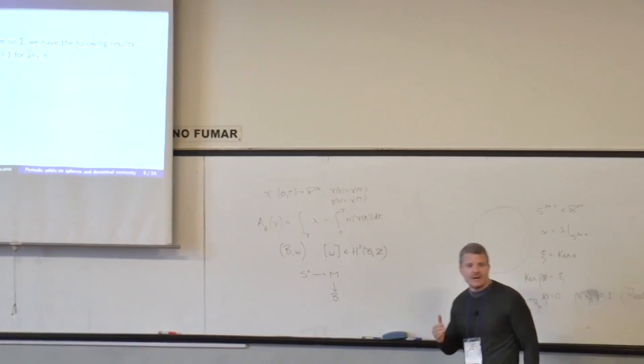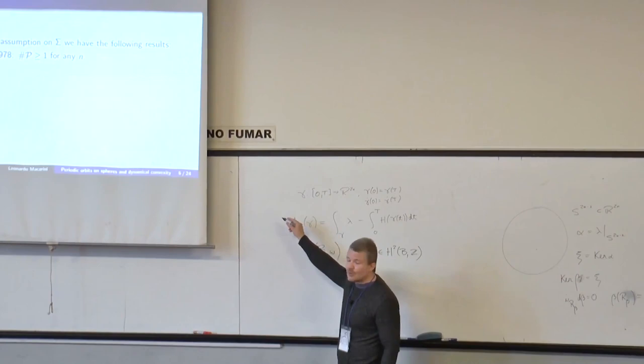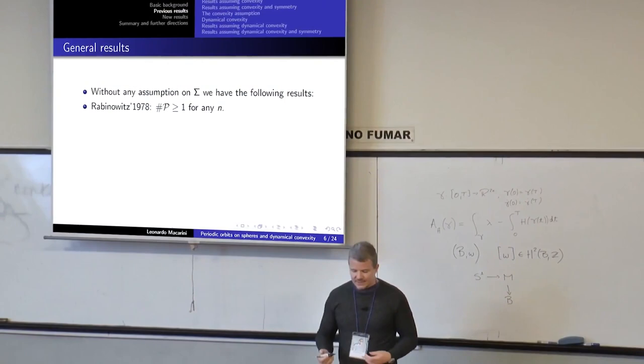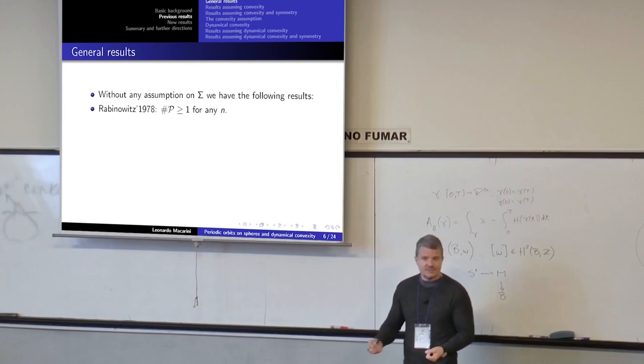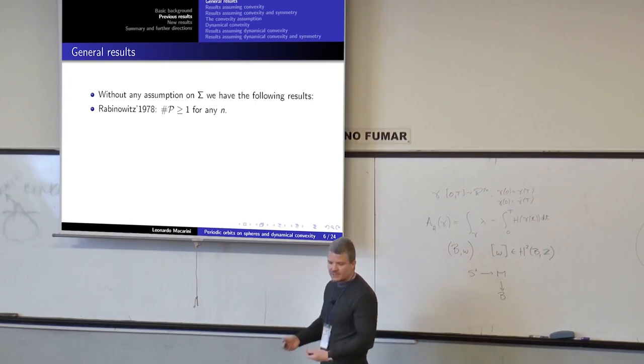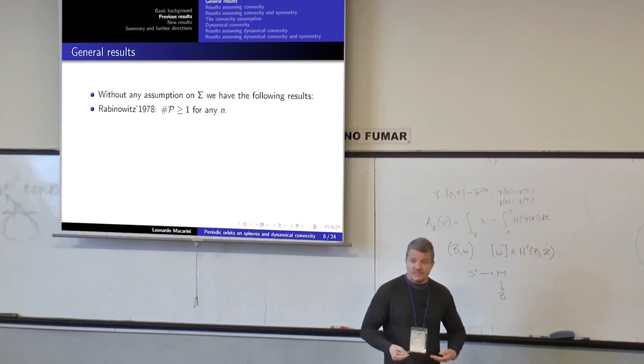We know that the closed orbits are critical points of this functional. It's like in the case of geodesic flows. When you want to find a closed geodesic, you take the energy functional and you want to find its critical points. In the case of the geodesic flow, it's essentially easy, because the energy functional is well behaved. It satisfies the Palais-Smale condition, it's bounded from below, and the Morse indices of the critical points are finite, so you can use classical Morse theory.